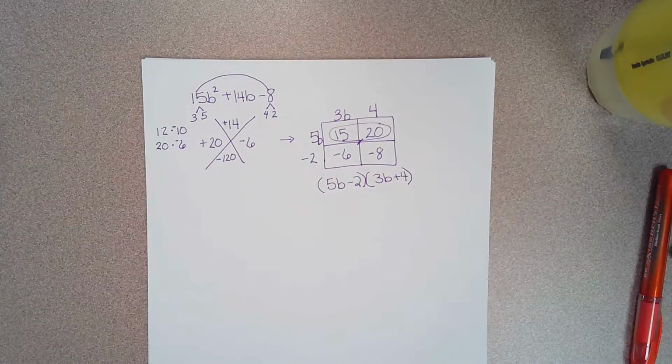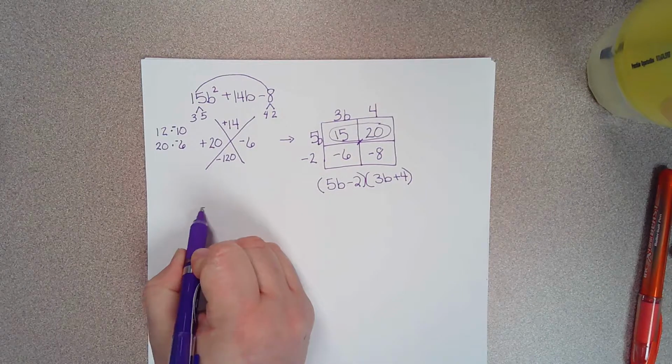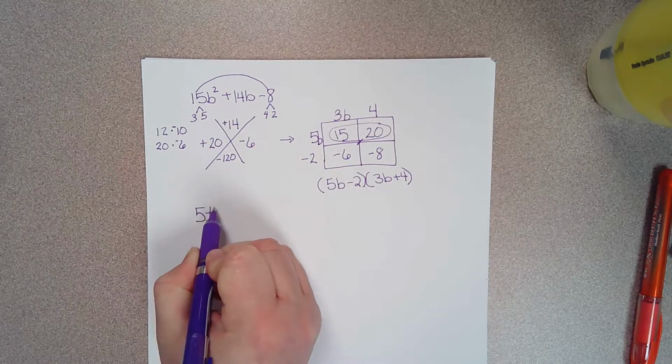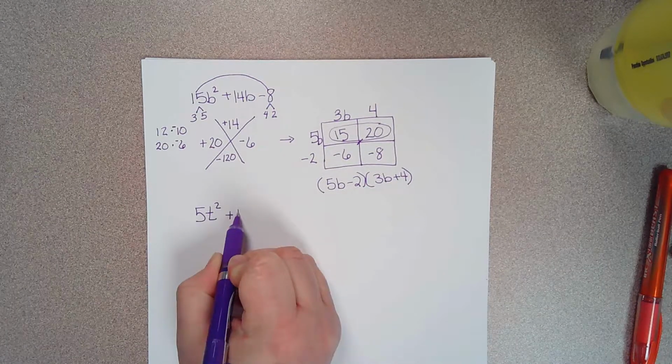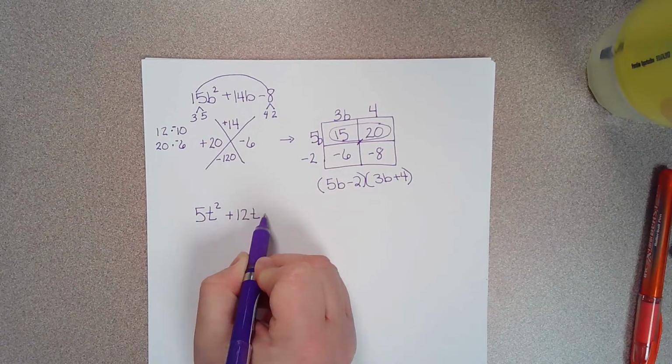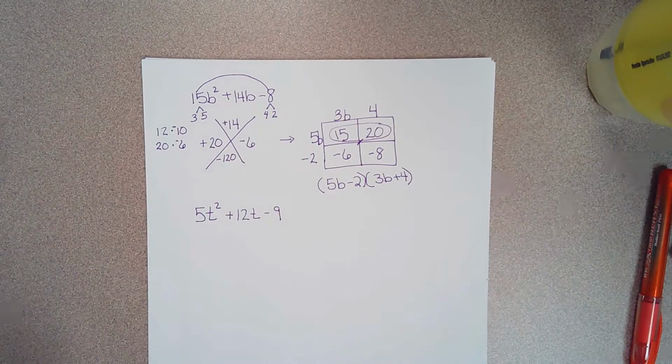Do we have any questions? Do we want to try one more on our own and then go through it? Okay, so let me put this on here and we'll pause the video and then you can get a moment to try it on your own, and then we will record what we see for the answer. So here's our next one, 5t squared plus 12t minus 9.